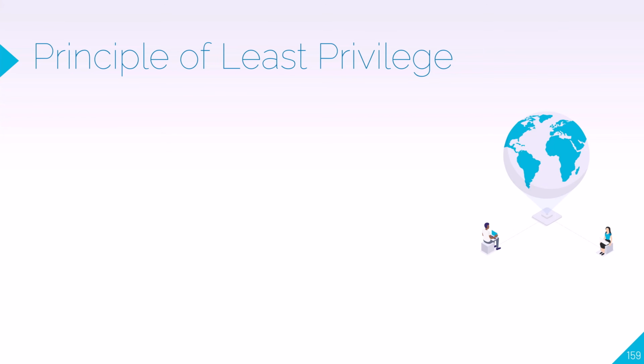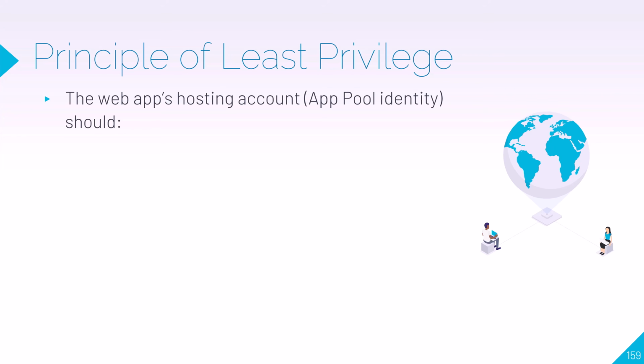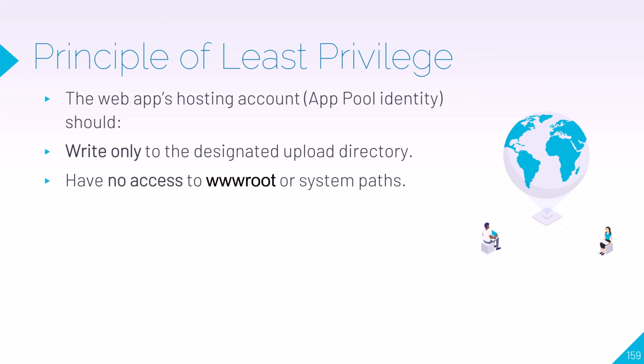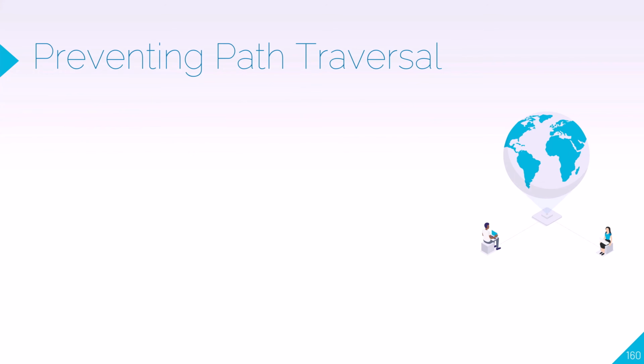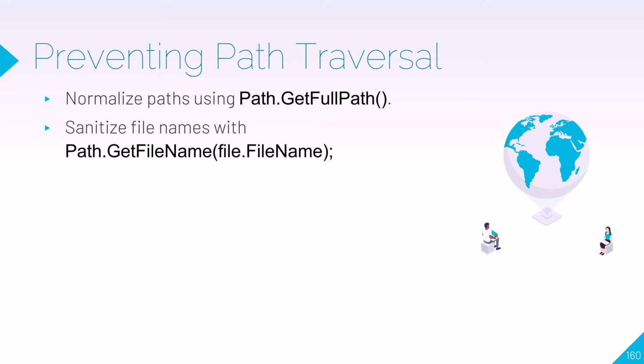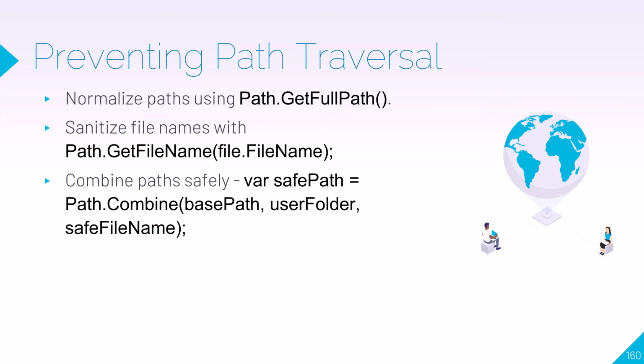When mitigating against these kinds of attacks, we have to implement certain measures like the principle of least privilege, where we ensure that the web app hosting account, or in Windows and IIS servers, the app pool identity, should write only to a designated upload directory, and have no access to the www root or system paths. If we want to prevent path traversal, we can normalize paths using certain built-in functions. We can also sanitize file names and combine paths safely.